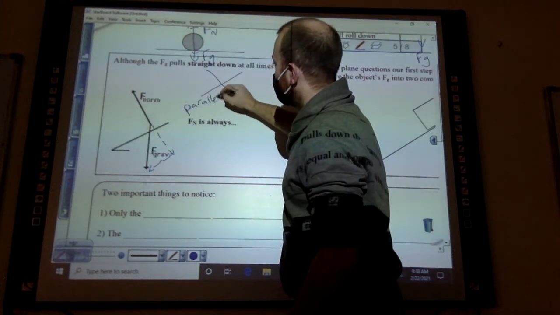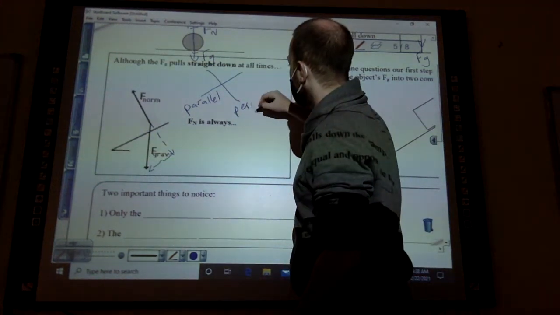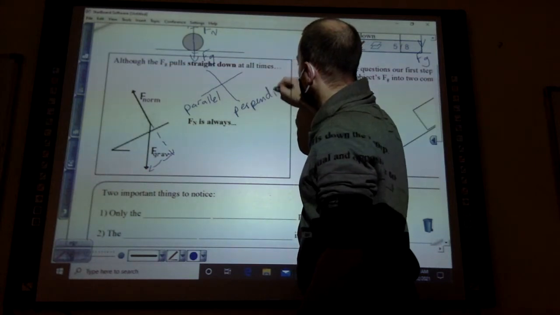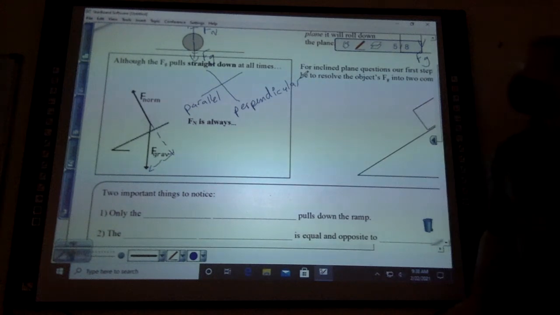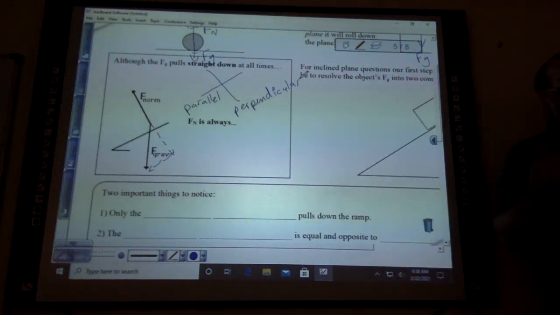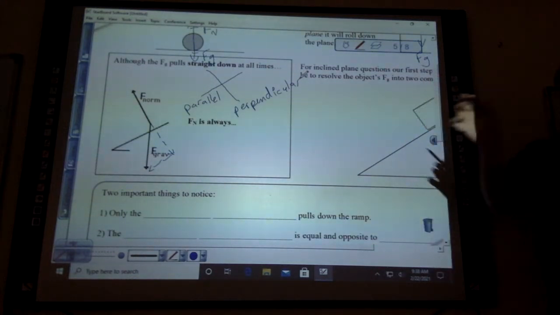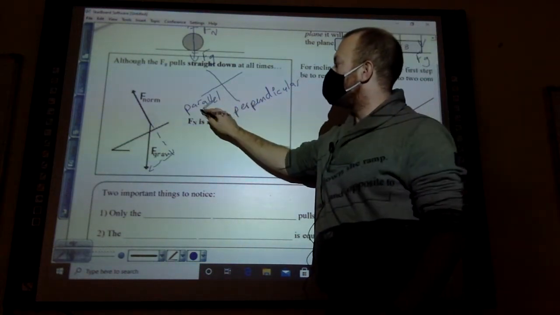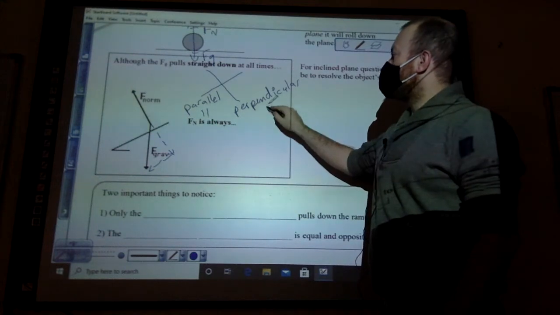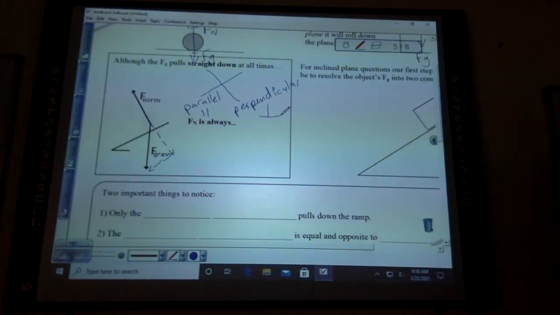So parallel, perpendicular. I might have spelled that out wrong. So parallel, perpendicular. This is now going to get us what we're looking for as far as the forces go. I will often write this as parallel with a double line like this, and perpendicular as an upside down T. These are just the general formats for how you write that.